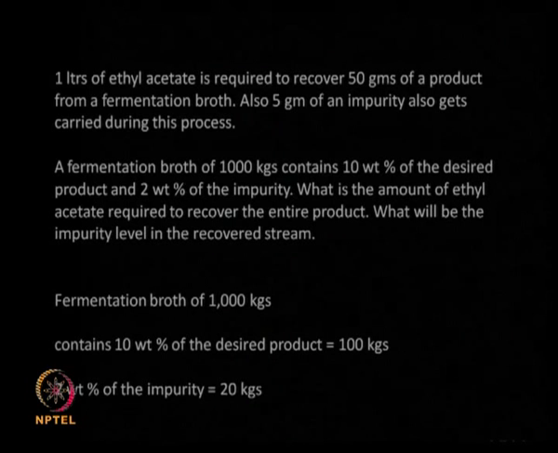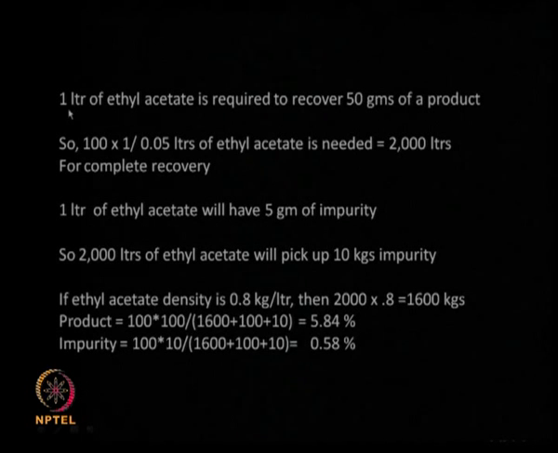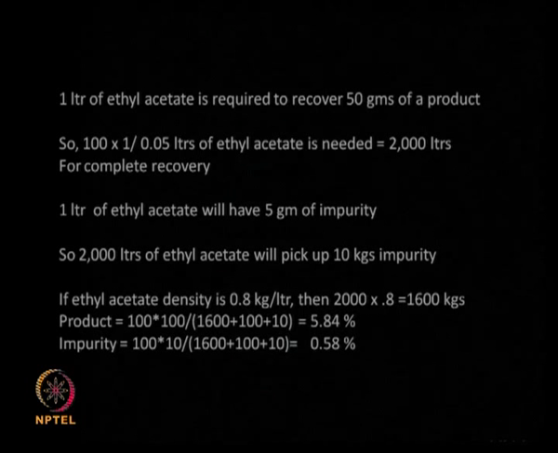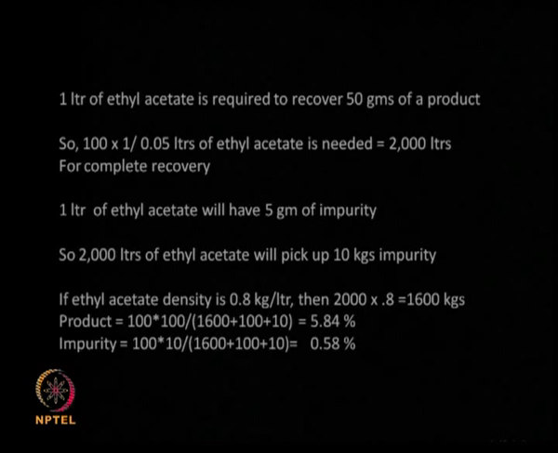Straightforward. So we look at the next slide. 1 liter of ethyl acetate is required to recover 50 grams of the product. So I need to recover 100 kg, right, 100 divided by 50 grams, which when you convert into kg is 0.05, agreed. So you need 2000 liters of ethyl acetate to recover this 100 kg of the product from the fermentation broth.